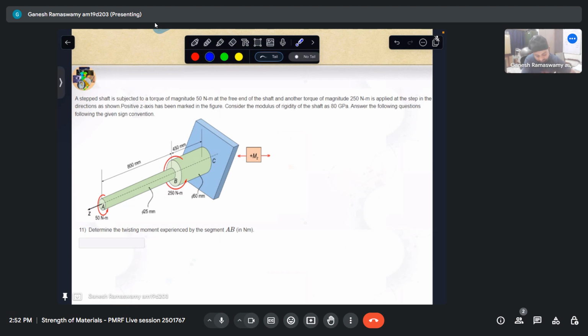All right. So the positive z-axis is marked. Consider the modulus of rigidity G is given to be 80 GPa. Very well. Answer the following question according to the sign convention, is what is said.